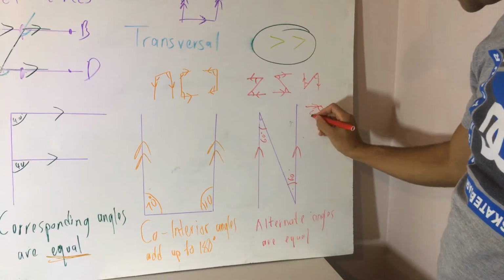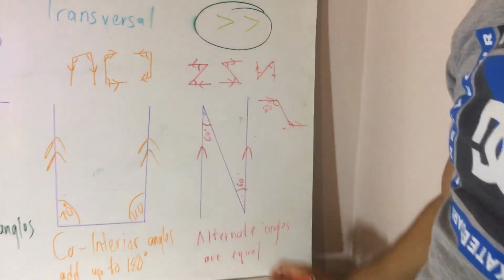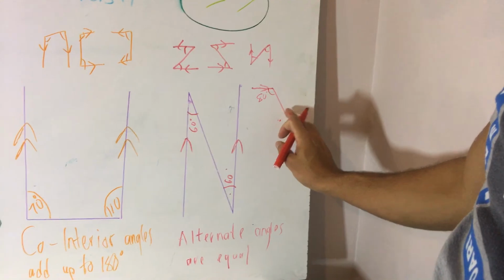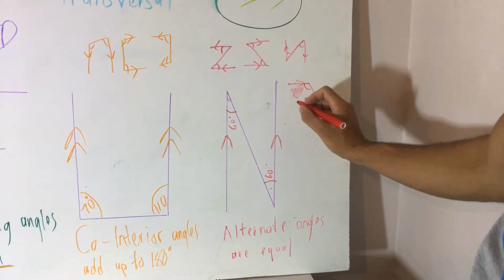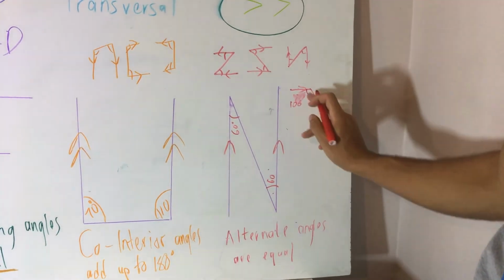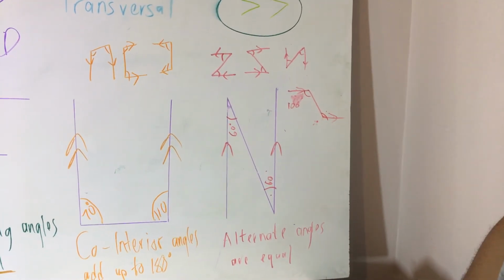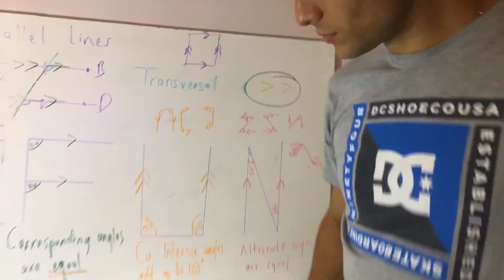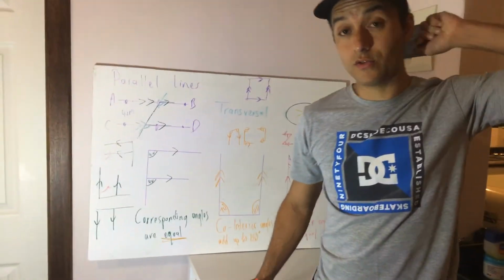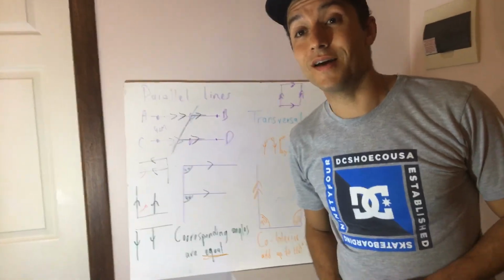So if this was 80 degrees, how much will that one be? Oh no, it'll be bigger than 80 because look, it's an obtuse angle. So that thing will look like probably 100 degrees. If that's 100 degrees, how much will that be? It'll be 100 degrees as well.